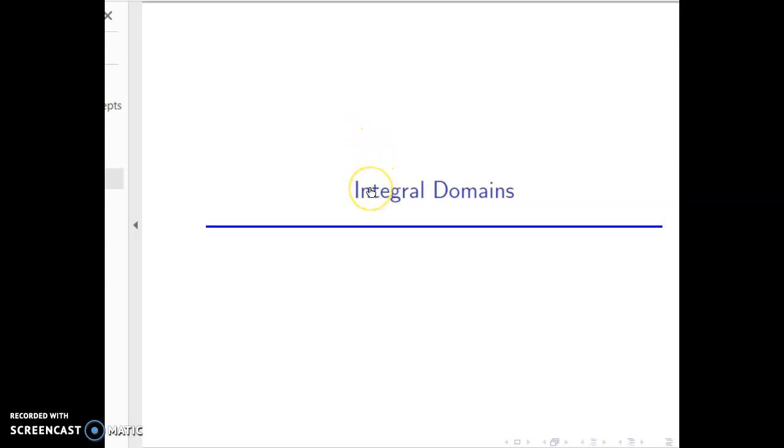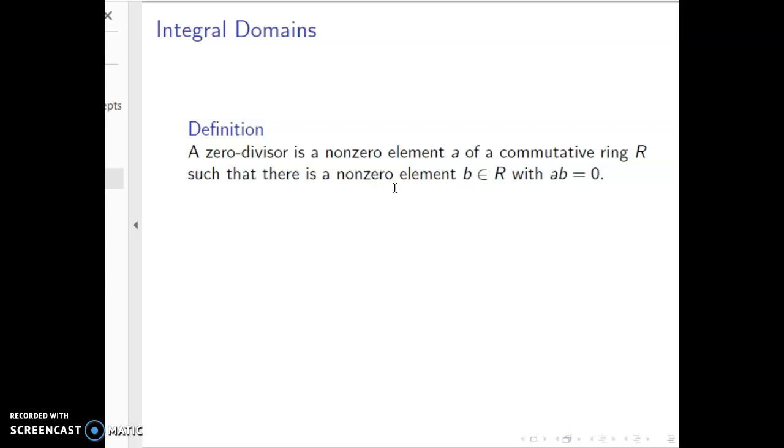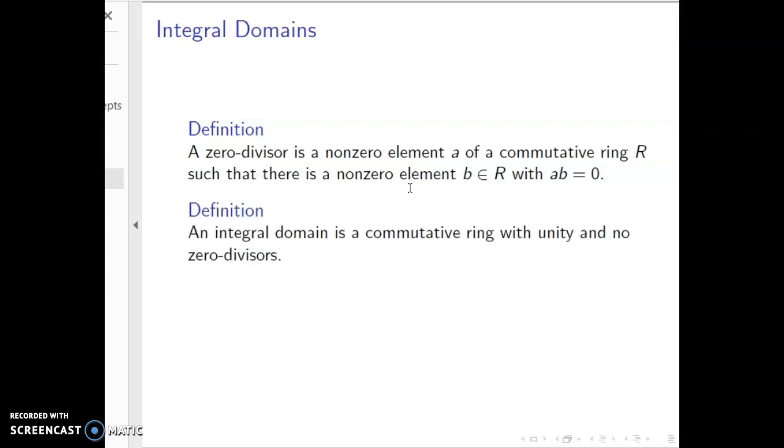Now before we talk about integral domains, we need to define a zero divisor. So first let's go to the concept of a zero divisor. A zero divisor is a non-zero element A of a commutative ring R such that we can find another non-zero element B in R with AB equal to 0.